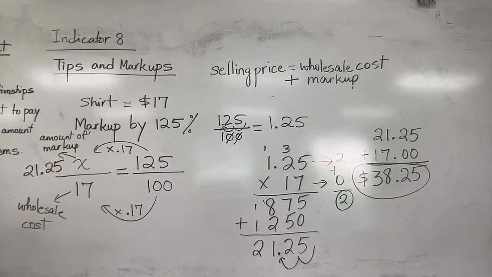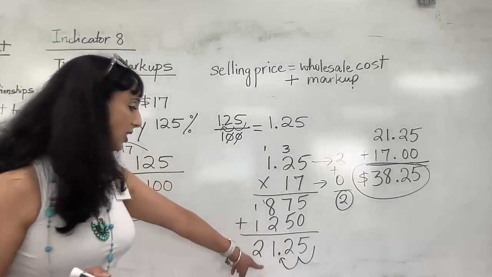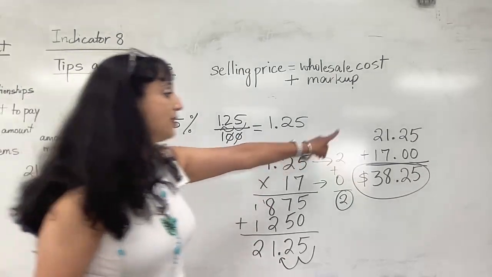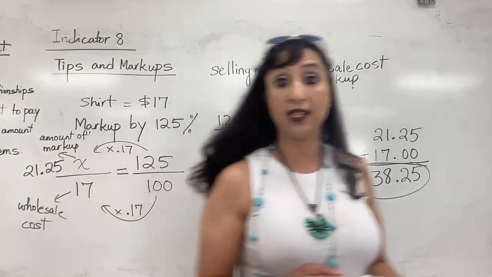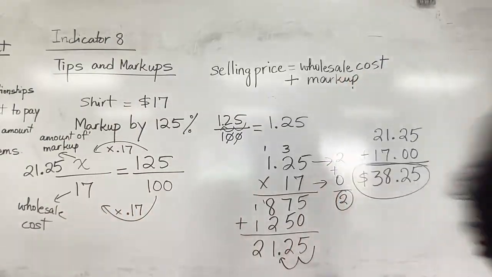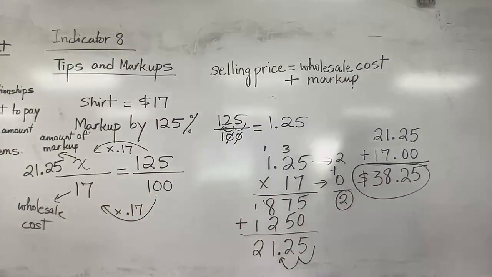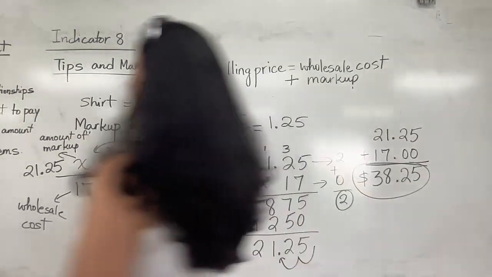And then again, I'm going to take that markup and add it to the wholesale cost. So $21.25 plus 17, and I'm going to get $38.25. So this one, again, is to do with ratio reasoning. And then again, we could have used properties of operations. And I'm going to show you that again.